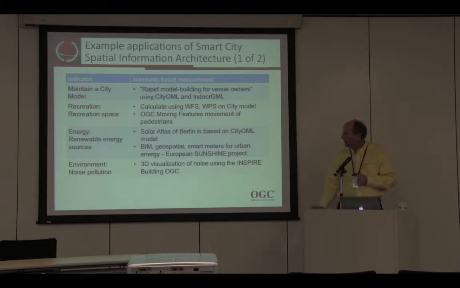Lots of other things about BIM, geospatial smart meters for urban energy. I encourage you to go check out this Urban Sunshine project. I think it's FP7. I don't think it's Horizon 2020. I think it's an FP7 project in Europe called Sunshine. Jeff Zeiss has been quite the advocate of that, and it's very relevant to that indicator.